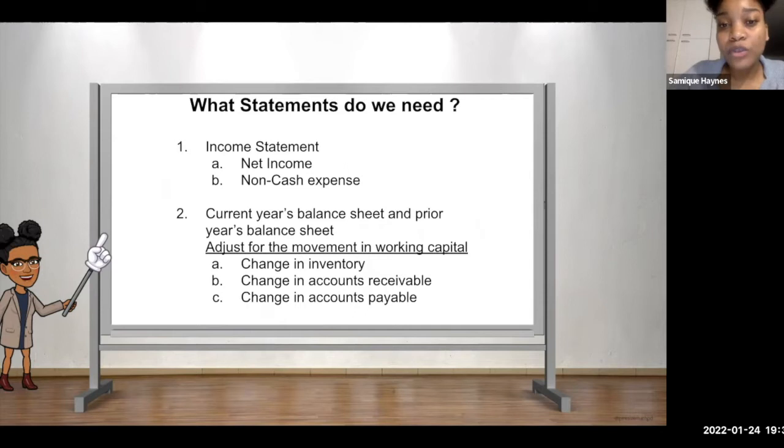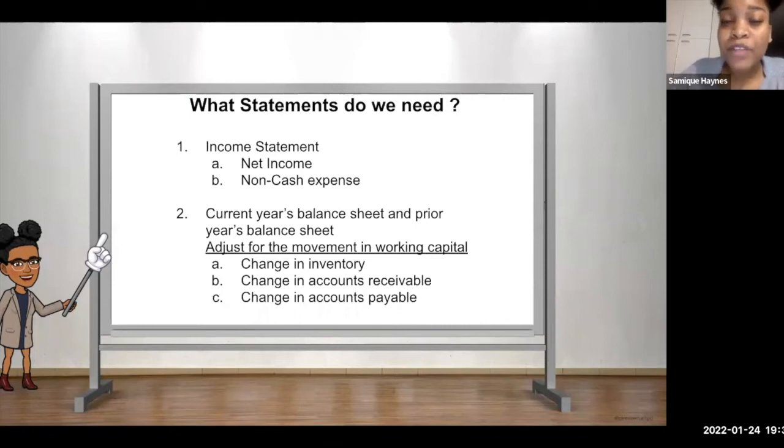And then we also need to see if there's any non-cash expense. What does non-cash expense mean? Non-cash expense means that we don't have to spend any cash in order to pay for this. So an example of a non-cash expense is depreciation.